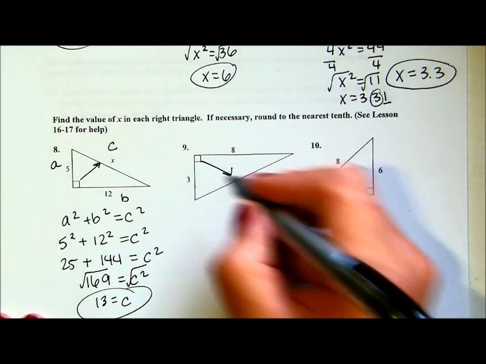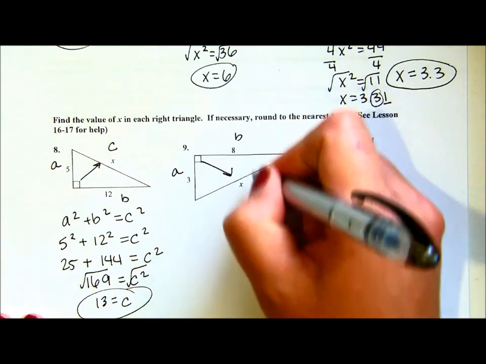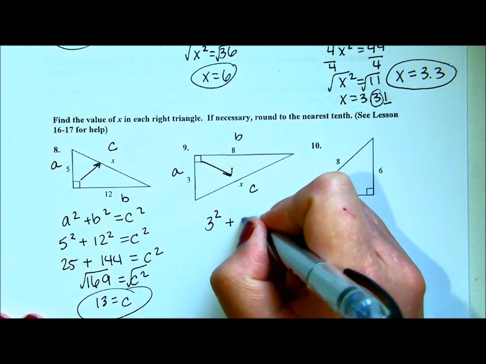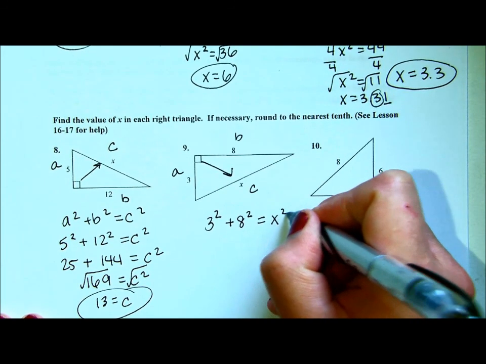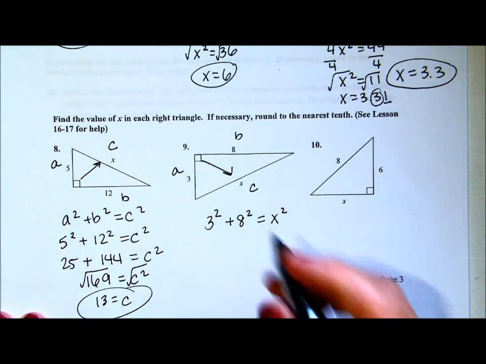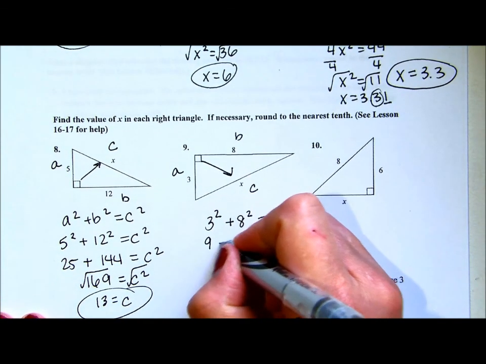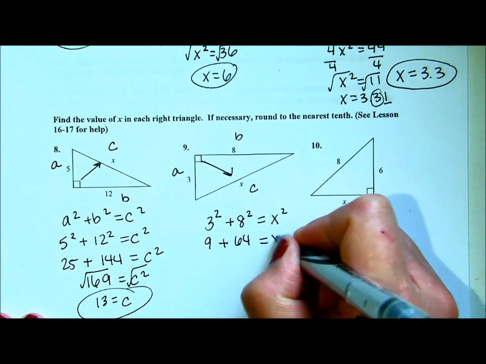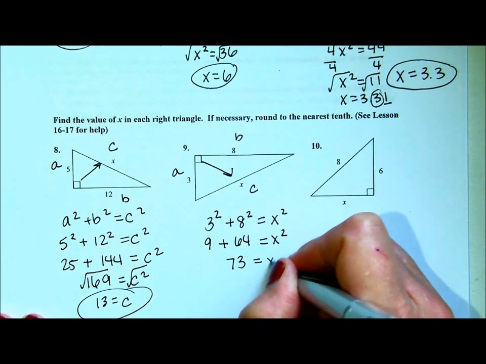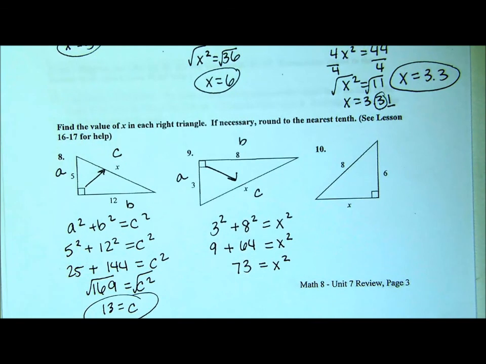So we have A, we have B, we have C. Here we go. 3 squared plus 8 squared equals x squared. I'm going to use x this time instead of c because that's the variable that it's asking for. I'm going to go 9 plus 64 equals x squared. That's going to leave me with 73 equals x squared. Watch that addition there. Make sure that you're actually doing 9 plus 64.